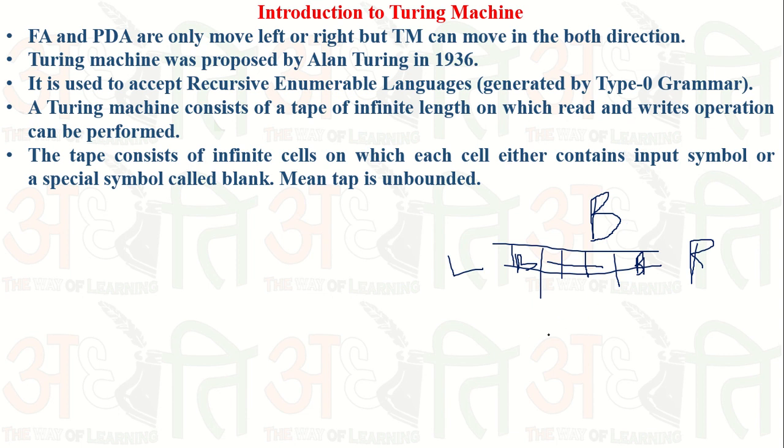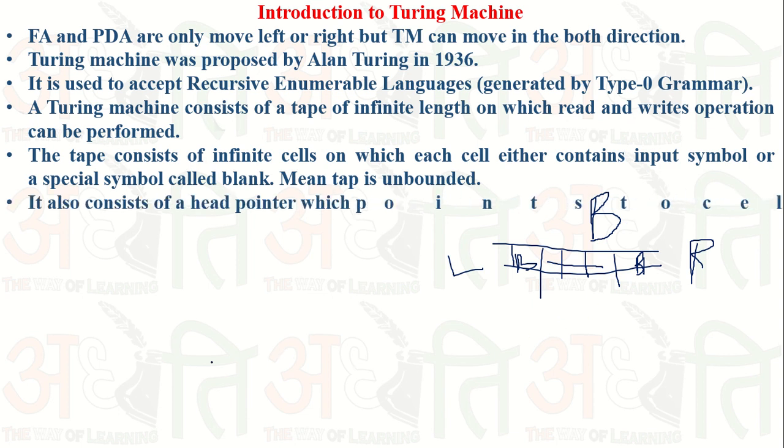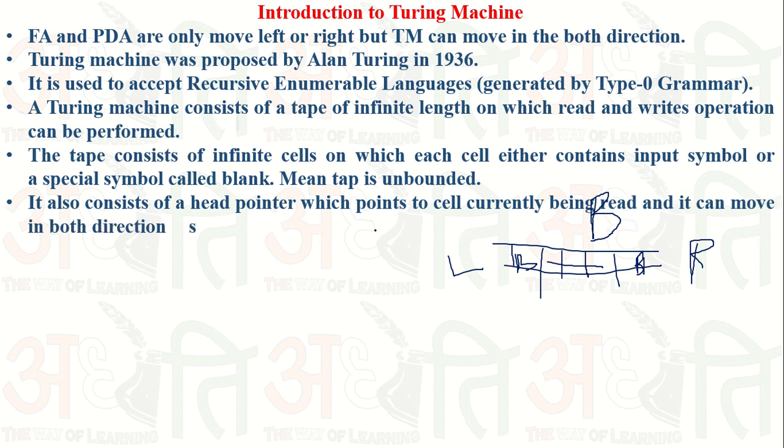It also consists of a head pointer which points to the cell currently being read, and it can be moved in both directions. The head is currently reading the input string, and it can move either in the left direction or in the right direction. The head is a pointer pointing to the symbol currently being read. After reading or performing the operation, the head can be moved to the left or to the right.